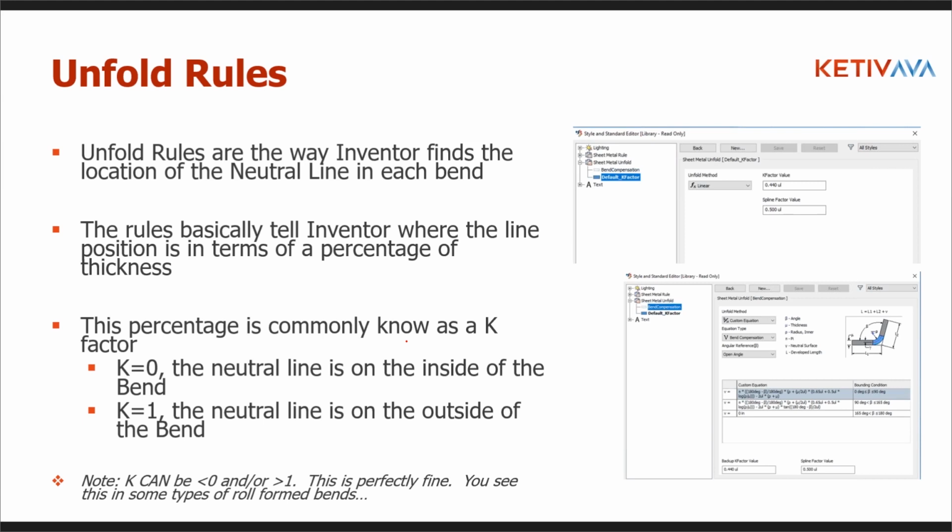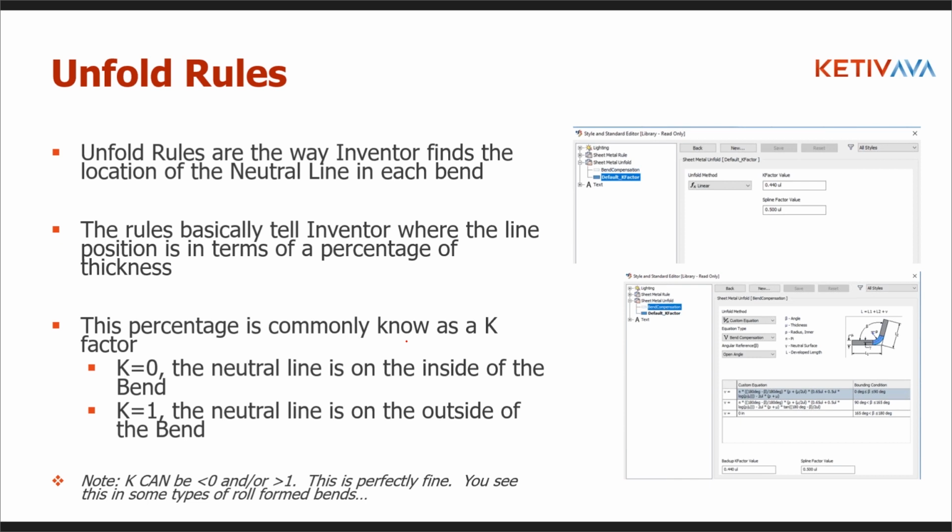Now, Inventor didn't invent this. This was something that actually got invented by Lockheed Martin back in the 1950s and became a standard practice. And so the K factor is basically a percentage. It goes from 0 to 1. If it's at 0, that means you're on the inside of the bend. And if you're at 1, you're on the outside of the bend. And Inventor has several different ways that you can come in and tell us where that neutral line is. And that's what we're going to be talking about.